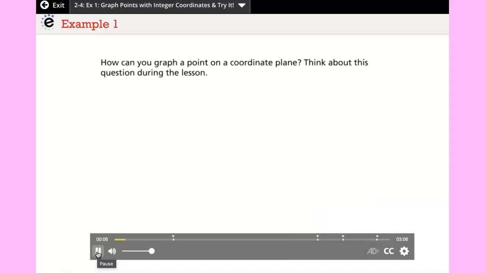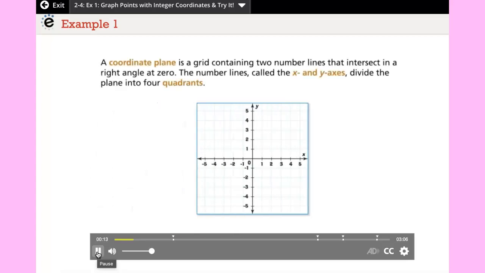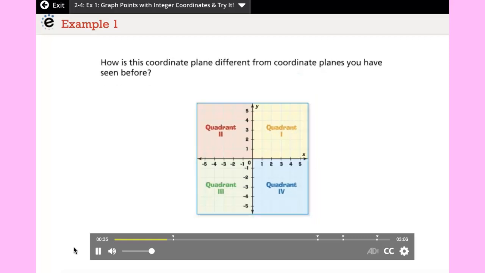How can you graph a point on a coordinate plane? Think about this question during the lesson. A coordinate plane is a grid containing two number lines that intersect in a right angle at 0. The number lines, called the x and y axes, divide the plane into 4 quadrants. Extend what you know about grids to the coordinate plane. How is this coordinate plane different from coordinate planes you have seen before?